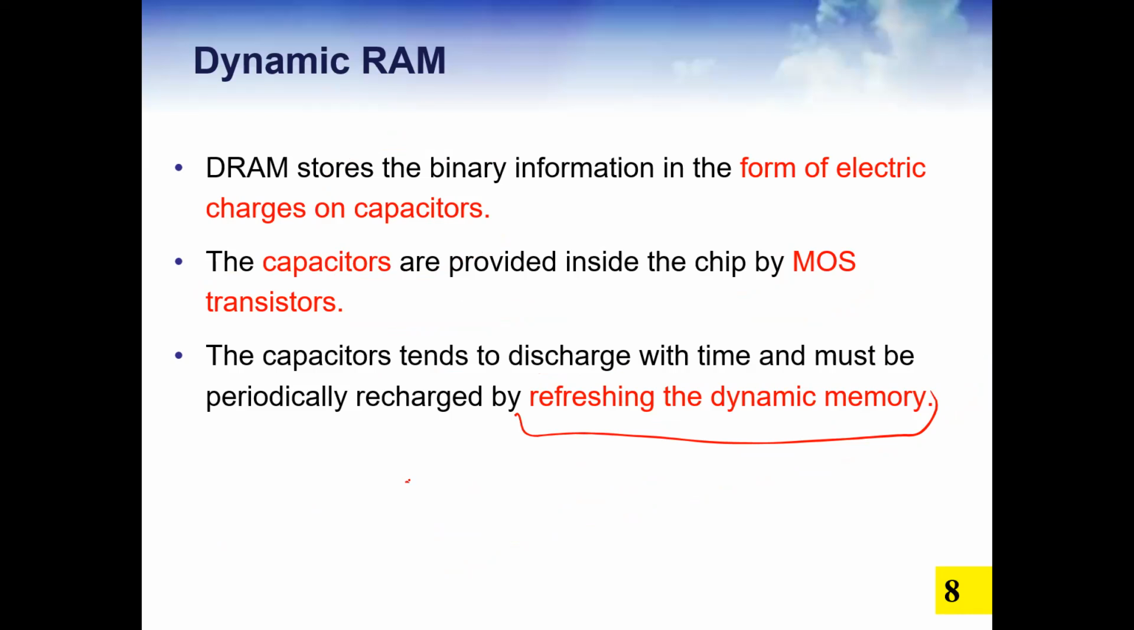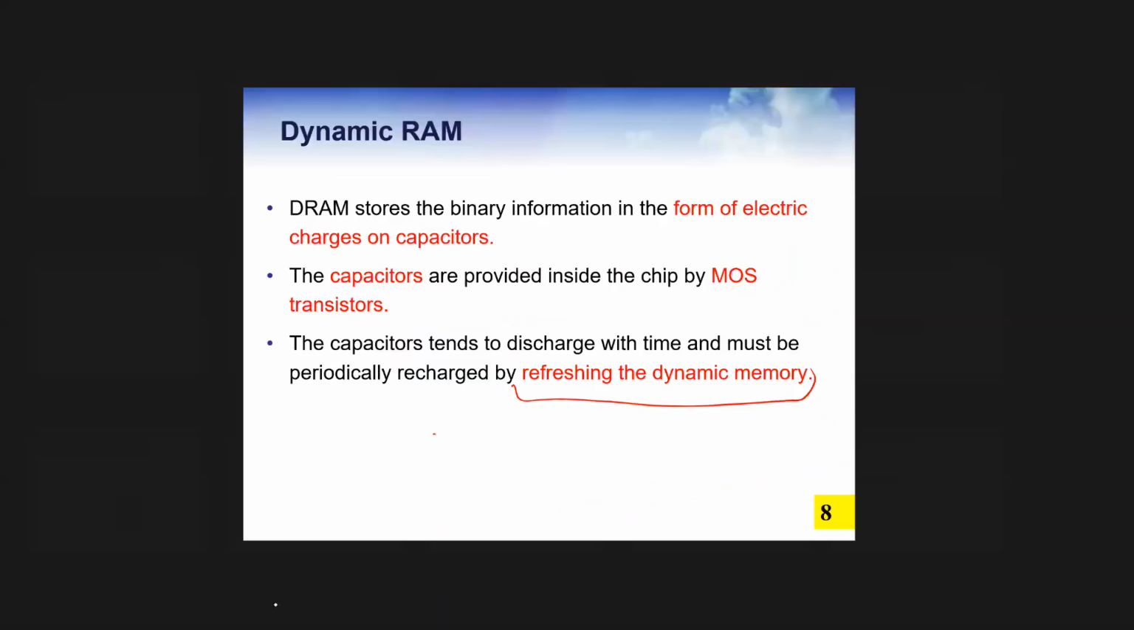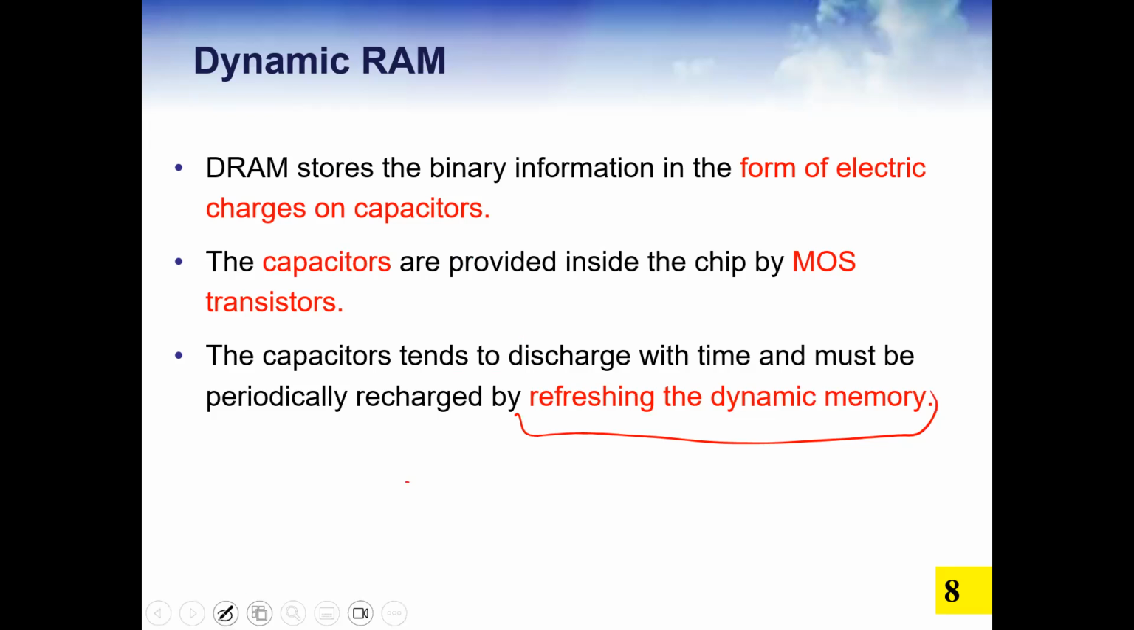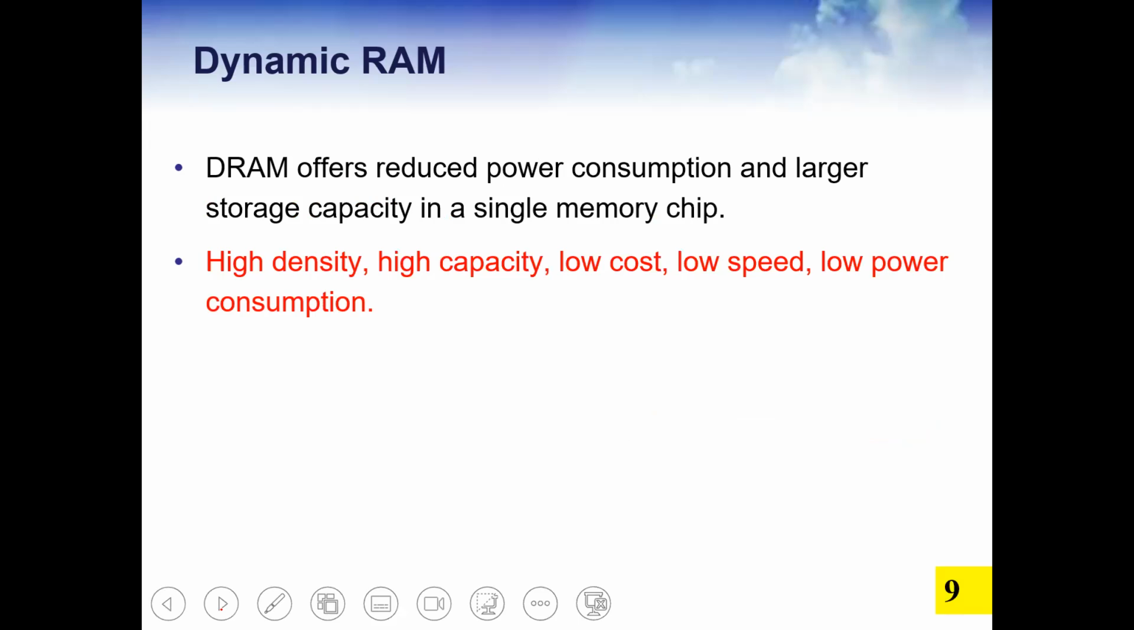If it is decayed, what happens? We will lose the information even if there is power. So we must refresh it. That is something different from the static RAM. So DRAM offers reduced power consumption and larger storage capacity in a single chip memory.